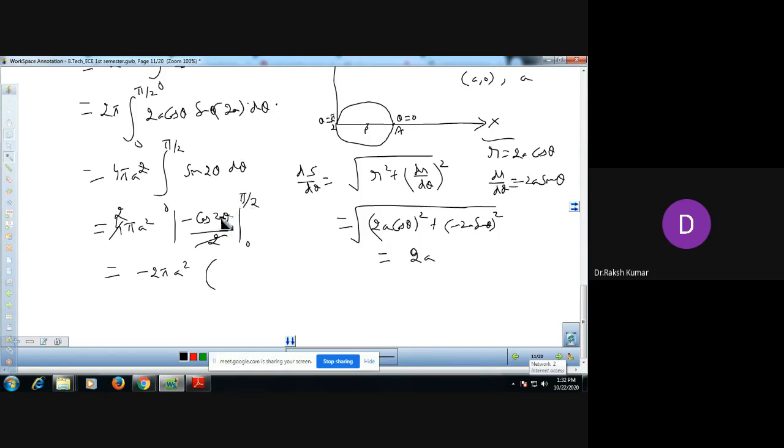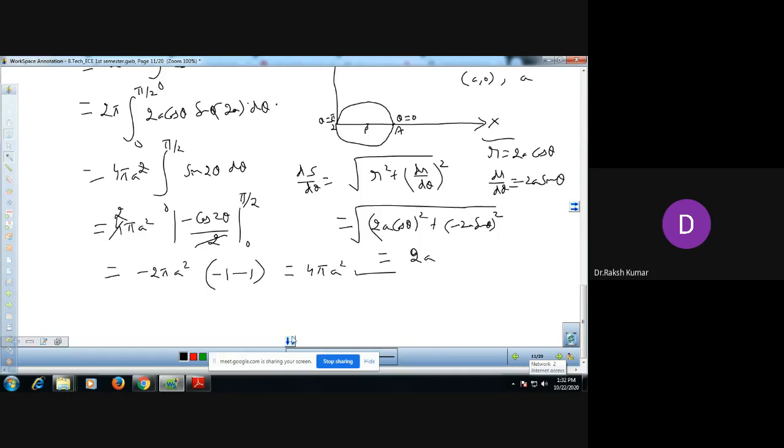into theta. Theta is pi by 2, so it comes out to be cos pi, and cos pi is minus 1, minus the lower limit, cos of 0, which is minus 1. Ultimately, this is 4 pi a square. So this is the required surface area for this curve. So by this procedure, you will be able to find out the surface area.